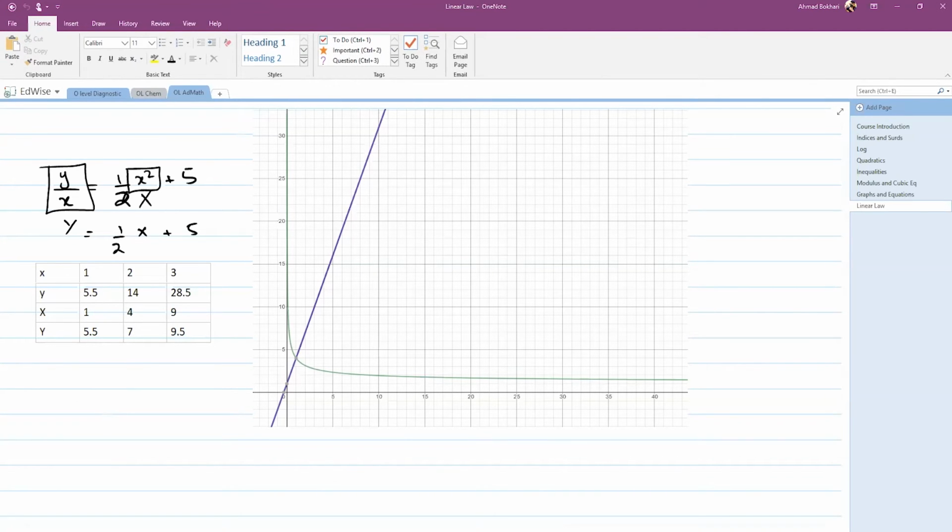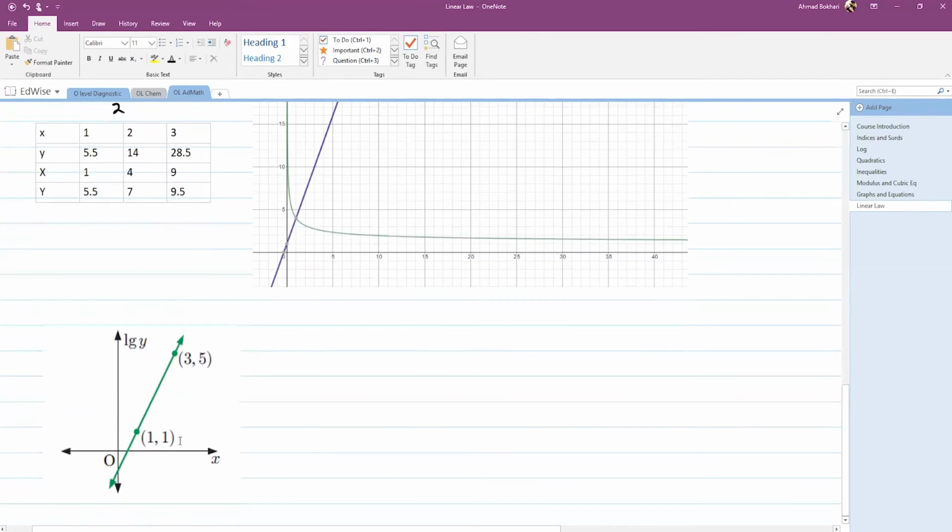Now, what if we already have a graph, but we want to figure out what the relation is? We don't have a relation, we have a graph. So let me show that to you. So let's suppose we have this. We already have a graph and we want to figure out what the relation is. So first of all, notice that you already have dummy variables here. Okay, so the dummy variable here is LGY for y, and for x you don't really have a dummy variable.